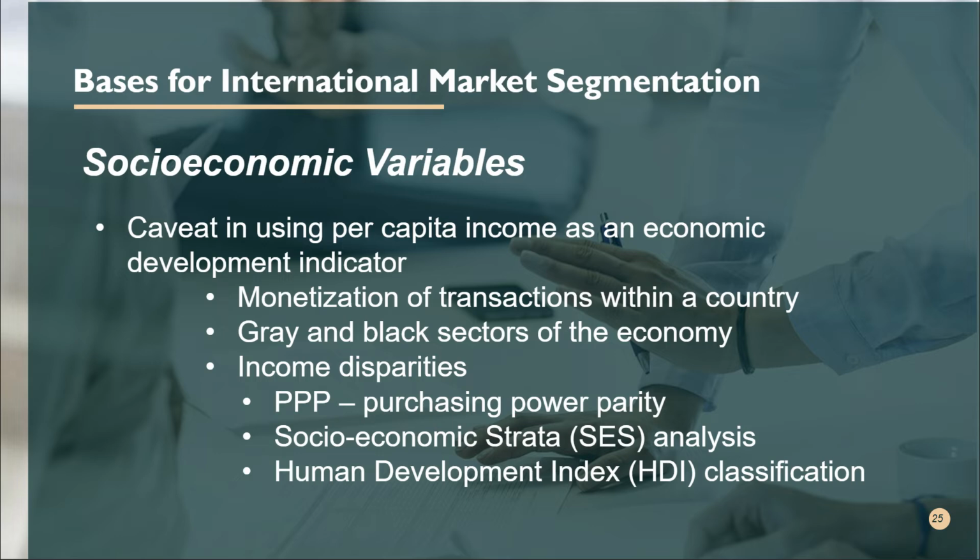Second is the socioeconomic strata analysis. This is where the 5 social segments are stratified. This is where the middle to upper class, middle class, lower class, and poverty level come in. Now lastly is the Human Development Index classification. It is where the economic development of a country is measured by its achievements in the 3 areas the company must check: life expectancy at birth, knowledge, and a decent standard of living of a country before they segment the market.